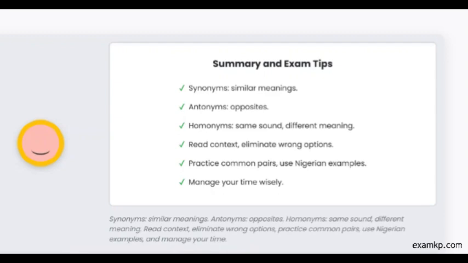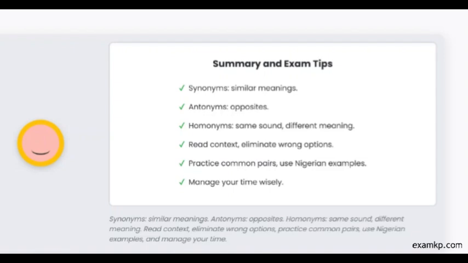Here are some exam success tips. Always read the context carefully. It gives clues. Eliminate options that clearly don't fit. Memorize common homonym pairs. They appear often. Relate meanings to real-life Nigerian examples to remember faster. Manage your time wisely. Don't dwell too long on one question.